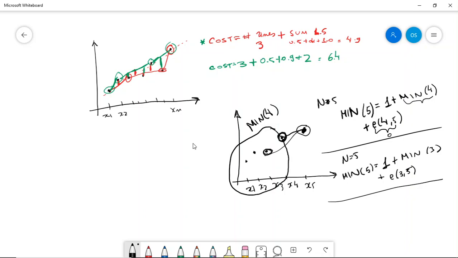Another possibility is using a bottom-up approach. So you start to solve the smallest problems, and then you keep solving the bigger ones until you reach the value of n. So this is the bottom-up approach.